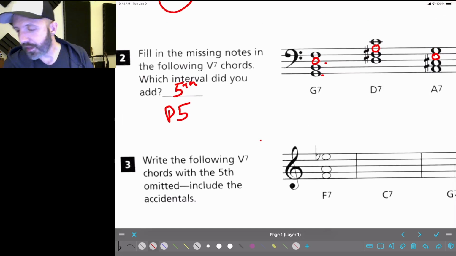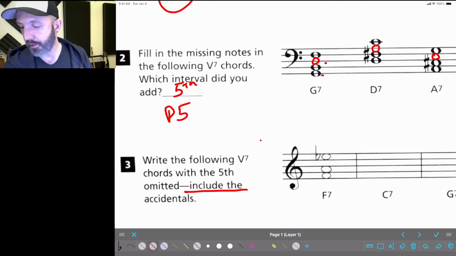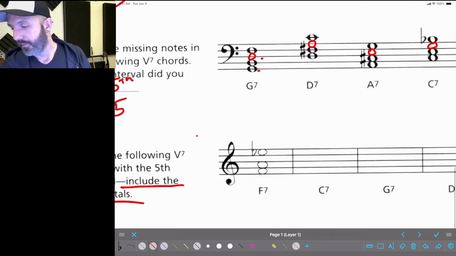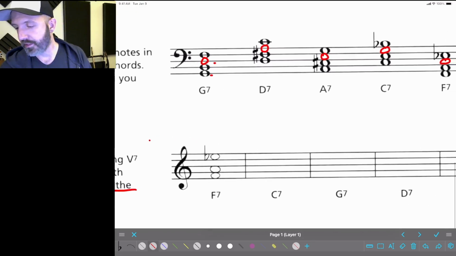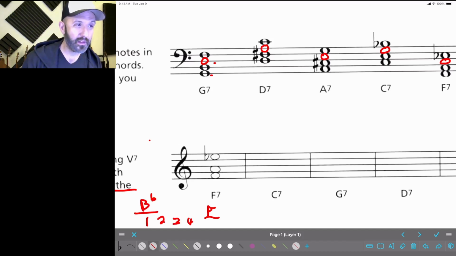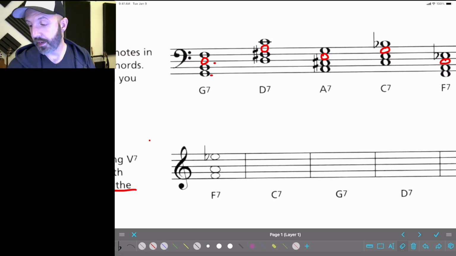Write the following 5-7 chords with the 5th omitted. Include the accidentals. All right, so this is important. They are not giving you a key signature. So now you have to kind of think backwards. F7 is going to be the 5th note. So if this was F, go 4, 3, 2, 1. What note is here? We know that's a B flat. So hopefully knowing that's a B flat, you know that E flats are going to be flatted. That goes back to your key signature. Maybe you have to write out the scale, whatever you've got to do.